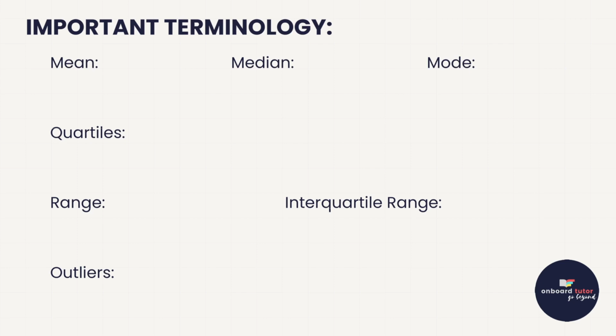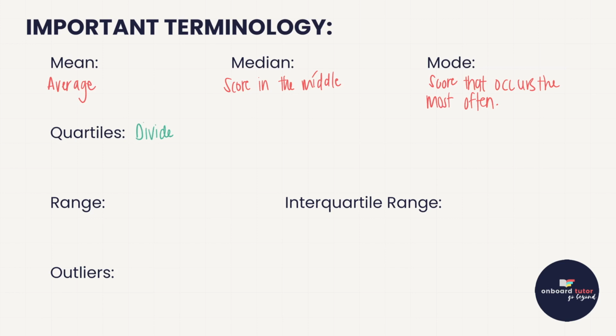So the first word that should be very familiar to you at this stage is the mean, and that is basically the average of all the data scores. Okay, then we have the median, and that is the score in the middle, or the middlemost data value. And then the mode is the score that occurs the most often. Right, then we learned about quartiles, and quartiles divide the data into 4 equal parts.